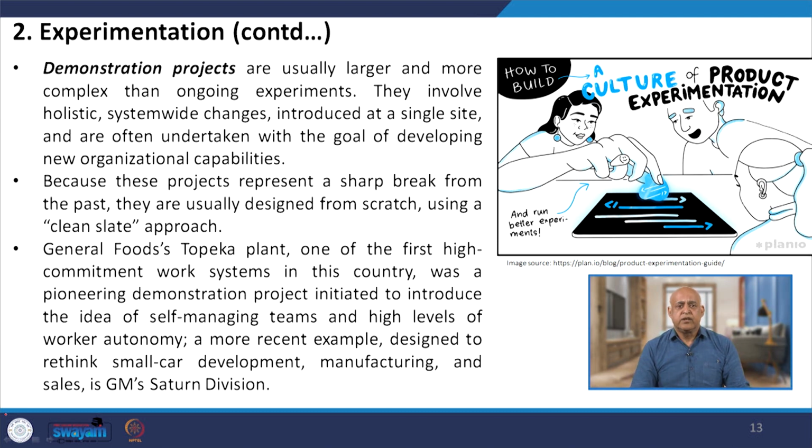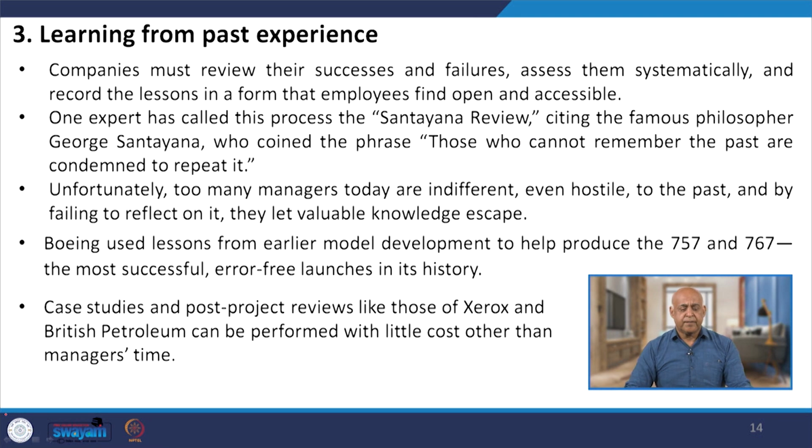slate approach. So, General Foods' tobacco plant, one of the first high commitment work systems in the country, was a pioneering demonstration project initiated to introduce the idea of self managing teams and a high level of worker autonomy. A more recent example, designed to rethink small car development, manufacturing and sales, is the General Motors Saturn division.